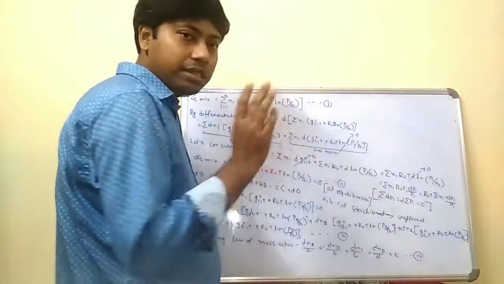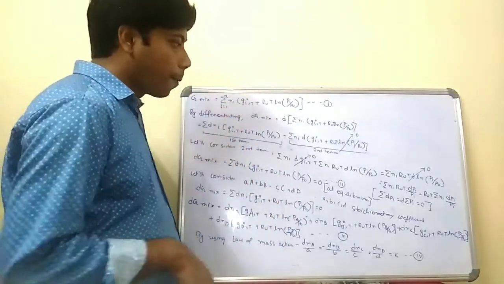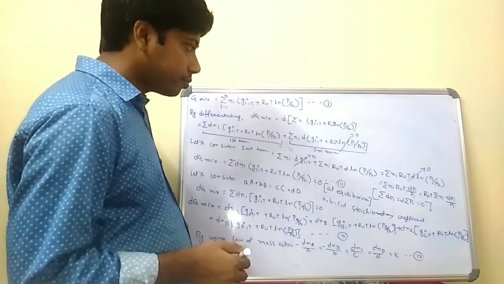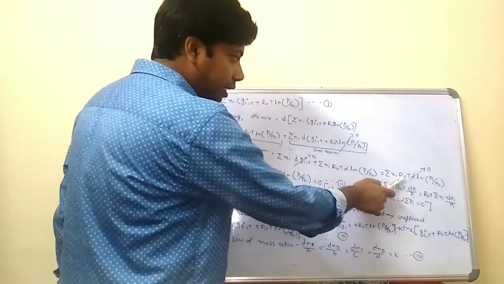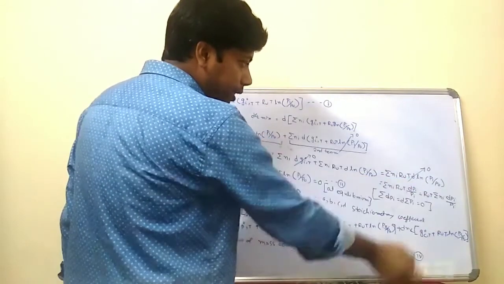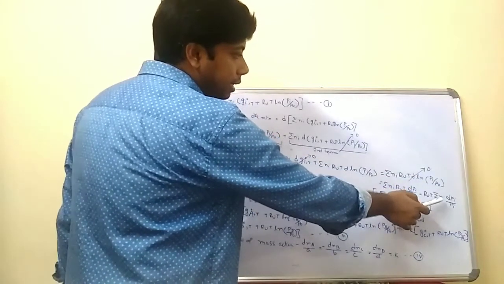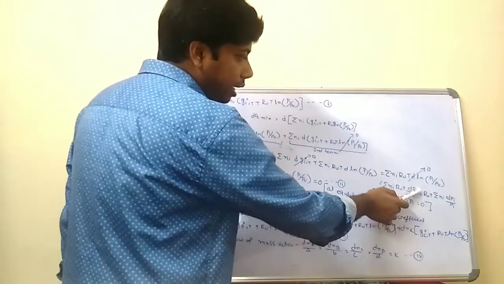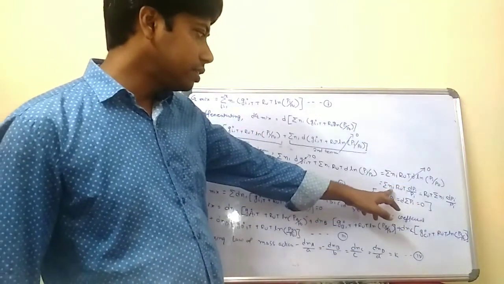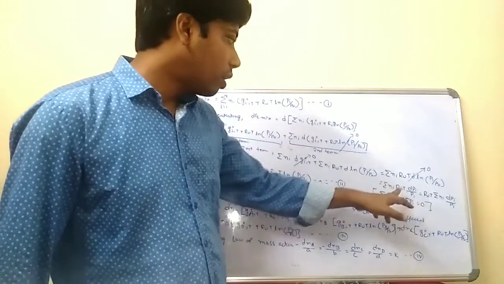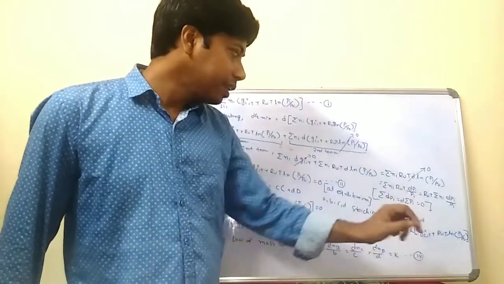So pi is the pressure for the ith species and p naught is the standard pressure, which is constant. Now, the summation of ni RT d of ln(pi/p naught): if you differentiate this term, you get dpi by pi, because p naught is constant. So you can write this equation as RT summation of ni into dpi by pi.